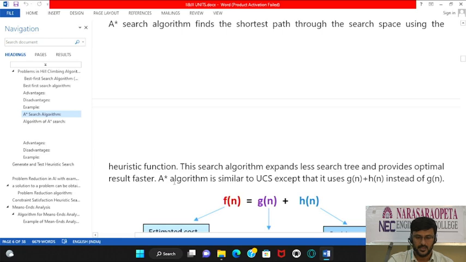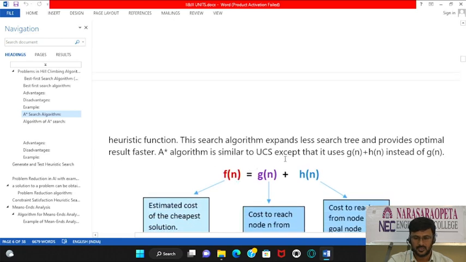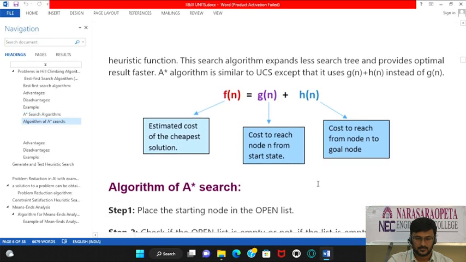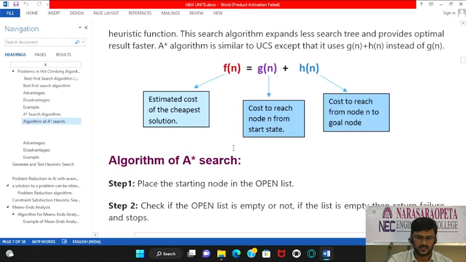This algorithm is similar to UCS except that we use g(n) plus h(n) instead of g(n). So f(n) is equal to g(n) plus h(n). f(n) is the estimated cost of the cheapest solution. g(n) is the cost to reach node n from the start state. h(n) is the cost to reach from node n to the goal state. So what is the algorithm of A-star search?